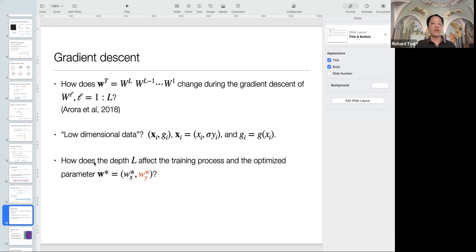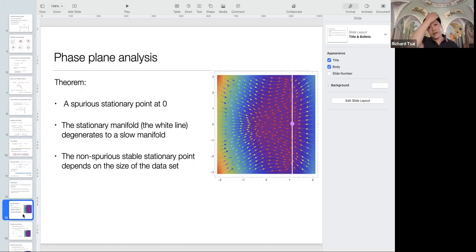And then we can try to answer some questions related to how the depth, how many layers you have in between, will affect the training process. The training process refers to what happens to the dynamical system defined by the gradient descent flow, and what happens to the optimized parameter set in this particular setup. It turns out that we can understand this relatively well by looking at the following phase portraits. The picture shows, for now imagining that we're working in the two-dimensional case, the horizontal axis referring to WX and the vertical axis referring to WY.